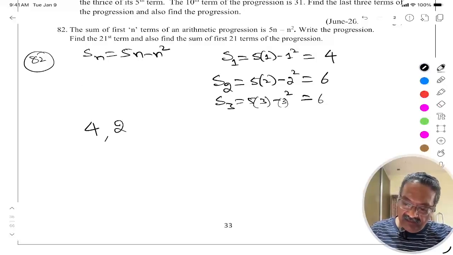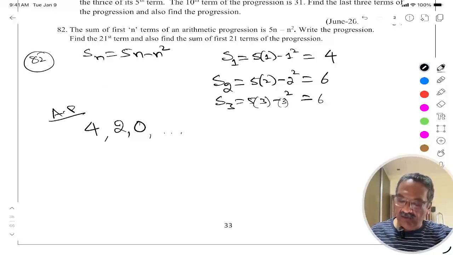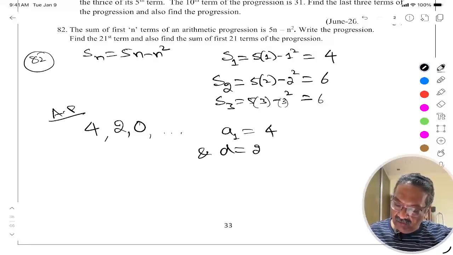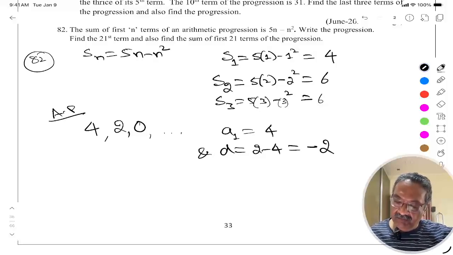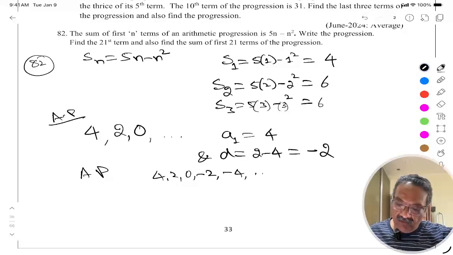Alright. So similarly, what is S3? S3 is S2 plus A3. So we have S3 as 6 is equal to 6 plus A3. So A3 is 0. So we get the AP to be 4, 2, 0 and so on. So the first term A is equal to 4, and common difference D is equal to 2 minus 4 is equal to minus 2. So the AP will be 4, 2, 0, minus 2, minus 4 and so on.